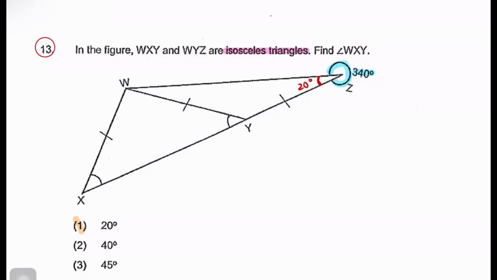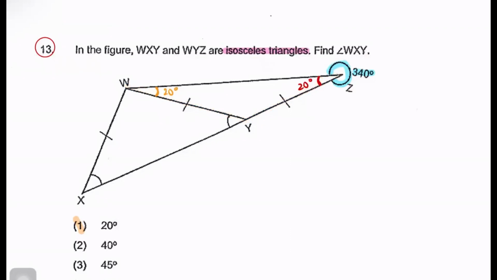Faith, your turn. Can you tell me the orange angle here? How much is this? Look at the figure carefully. This angle so small is 140? You sure? Yes, this is also 20, because this length is the same as this length. In this triangle, WYZ is an isosceles triangle. You have two lengths and two angles the same. Very good.